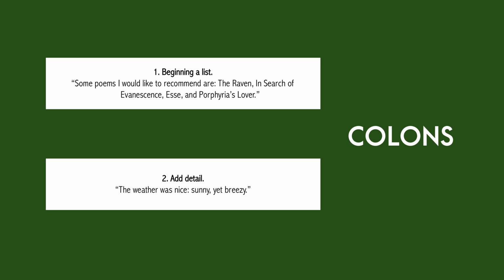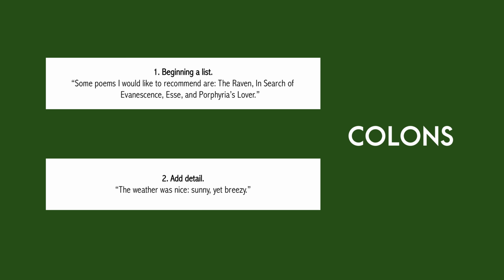Let's look at colons now. It is used to begin a list. Some poems I would like to recommend are The Raven, In Search of Evanescence, and Porphyria's Lover. These are actually really good poems. If you want to go and check them, do so. But here I've used the colon to start a list and to add detail.